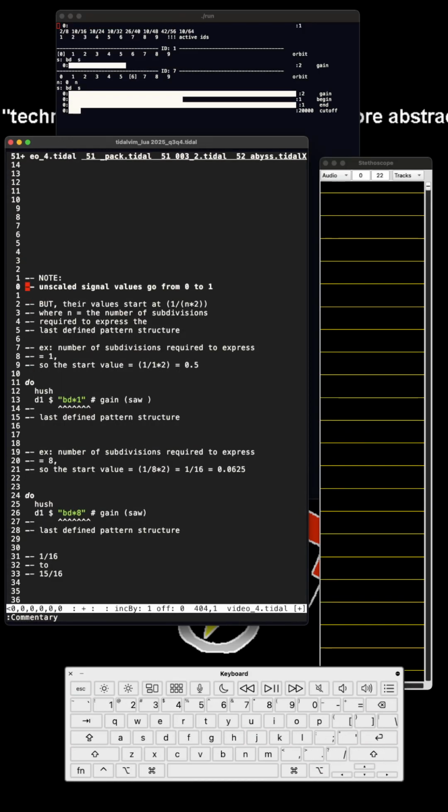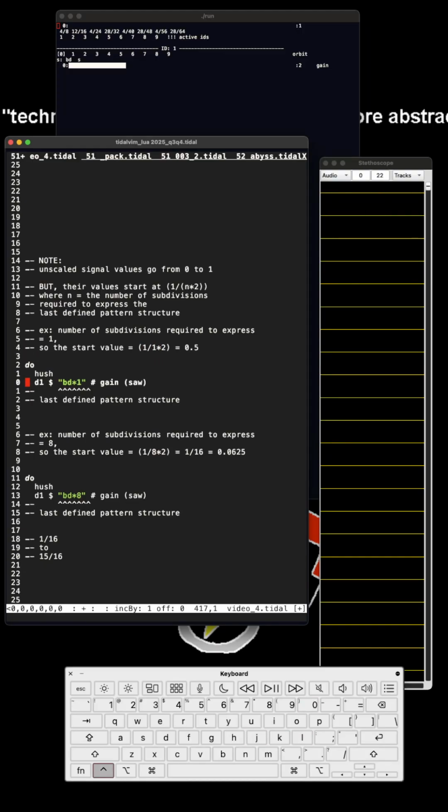For signals, unscaled signal values go from 0 to 1, but when in a pattern, the values actually start at 1 divided by n times 2, where n is the number of subdivisions required to express the last defined pattern structure. For a simple example, the number of subdivisions required to express this pattern is just 1. So the start value for this saw signal is 1 divided by 1 times 2, which is 0.5. So this kick will be fairly quiet. But in this pattern, the number of subdivisions required to express it is 8. So the start value is 1 divided by 8 times 2, which is 1/16, or 0.0625.